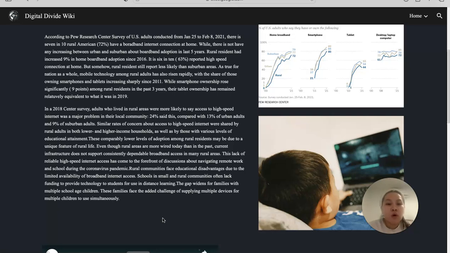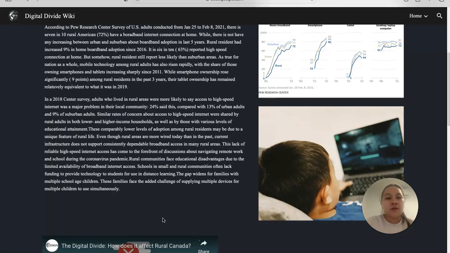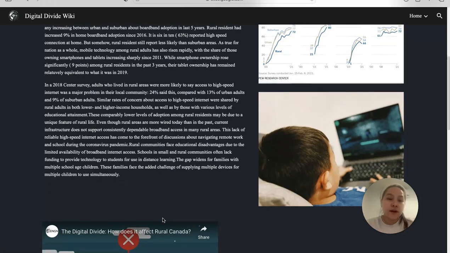Even though rural areas are more wired today than in the past, current infrastructure doesn't support consistently dependable broadband access in many rural areas. This lack of reliable high-speed internet access has come to the forefront of discussions about navigating remote work and school during the coronavirus pandemic.